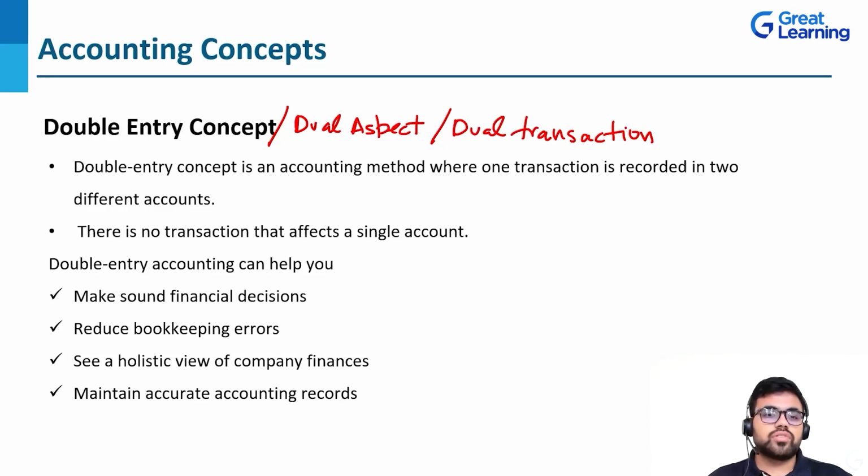So what is the benefit of it? It has four major benefits. First, it gives you clarity of how your business is performing, and helps maintain good accounting records. Second, in the accounting world, a transaction is accurate when it is correct up to two decimal places. Thirdly, it gives a good holistic view of the company finances, how the company is doing, and it would reduce any bookkeeping errors if they occur, right? So these are the four key benefits of the double entry concept.